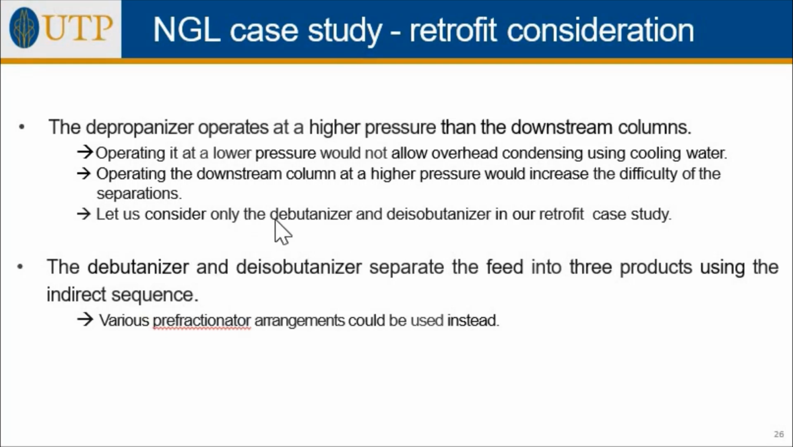And let us consider only the debutanizer and the isobutanizer in our retrofit case study. Also, the debutanizer and the isobutanizer separate the feed into 3 products using the indirect sequence. Therefore, various prefractionator arrangements could be used instead.